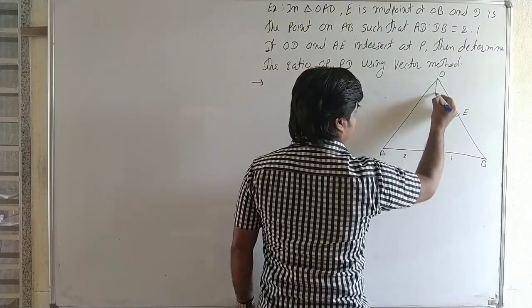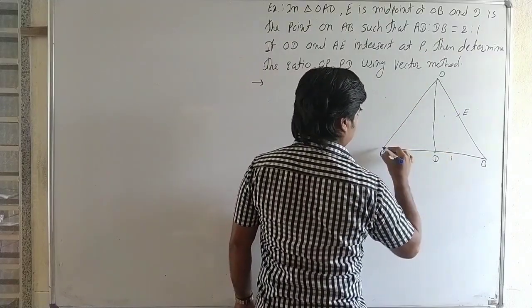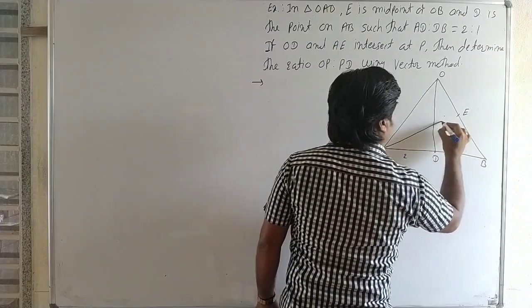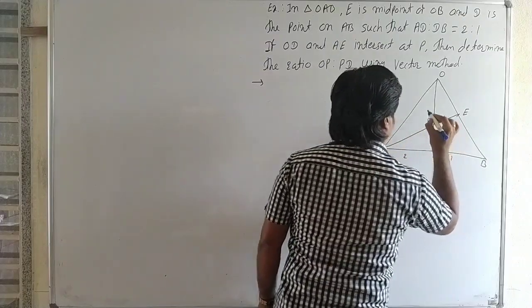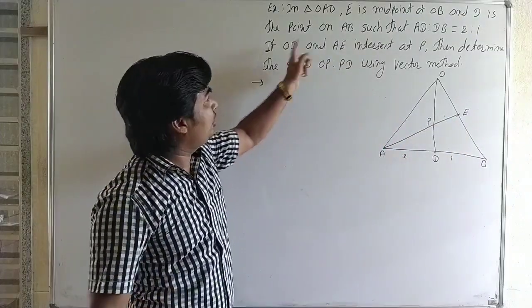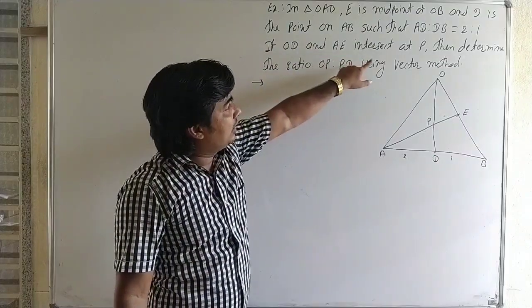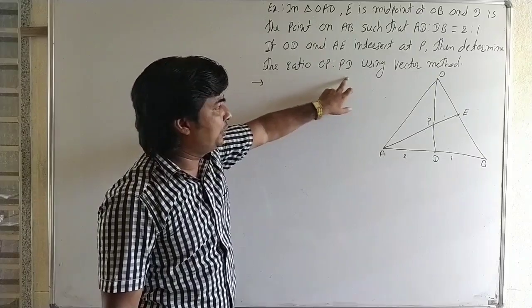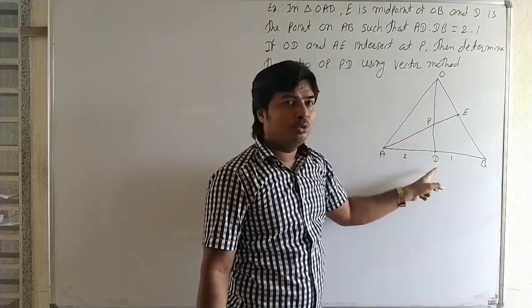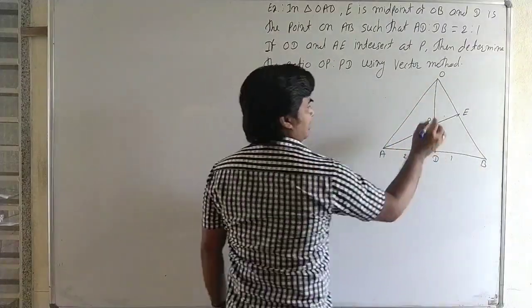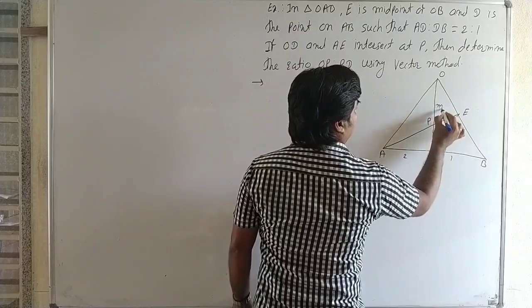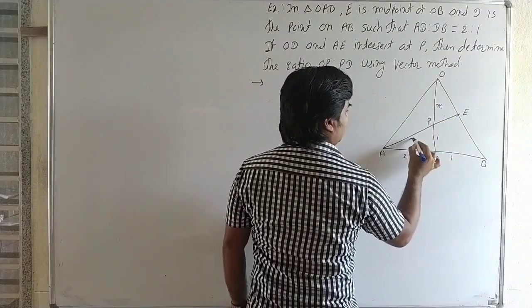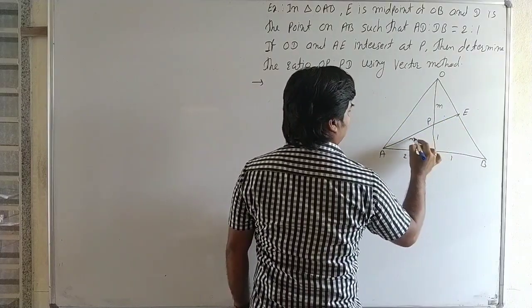Now here P is a point of intersection of OD and AE. Then determine the ratio OP is to PD. In the last example the ratio was not known. Here M is to 1 and the ratio N is to 1.